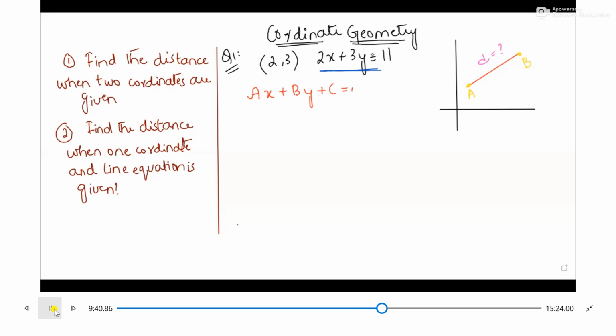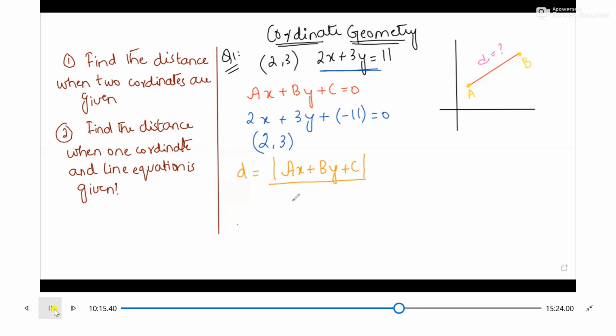If I arrange this equation in that form, it will become 2x + 3y - 11 = 0, because after shifting +11 from the right hand side to the left hand side, it will become negative. And the coordinate which is given to us is (2, 3). The formula which we have to apply is d = modulus of (ax + by + c) divided by the square root of a square plus b square.